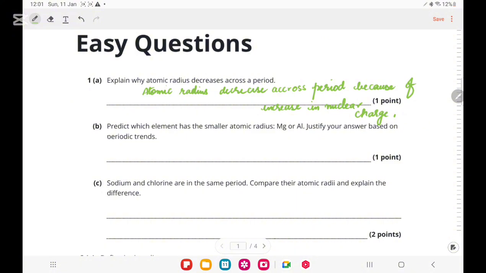In the next question they say predict which element has the smaller atomic radius, magnesium or aluminium. Magnesium has proton number 12 and aluminium has 13. We know atomic radius is inversely proportional to nuclear charge. So in fact aluminium has the smaller atomic radius because of the increase in nuclear charge.